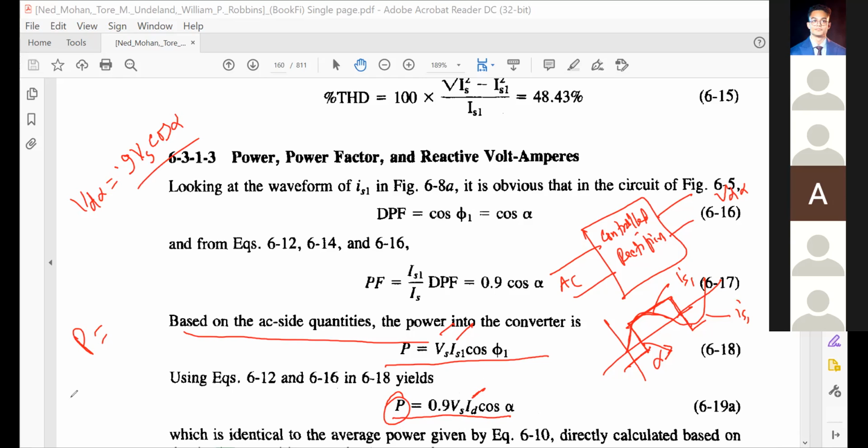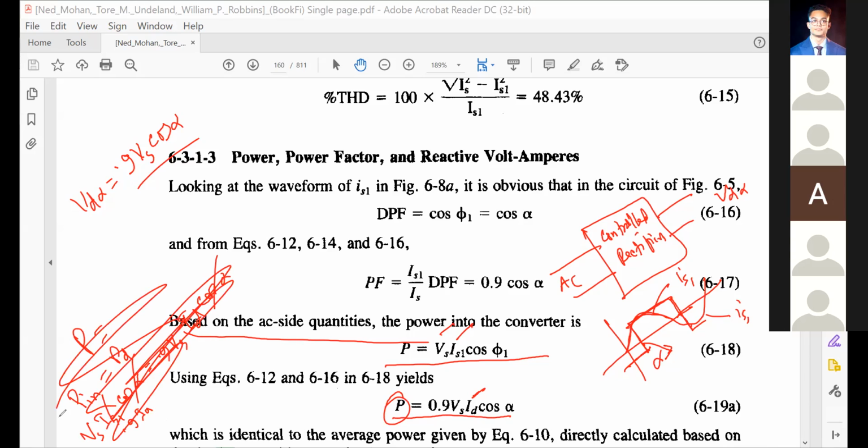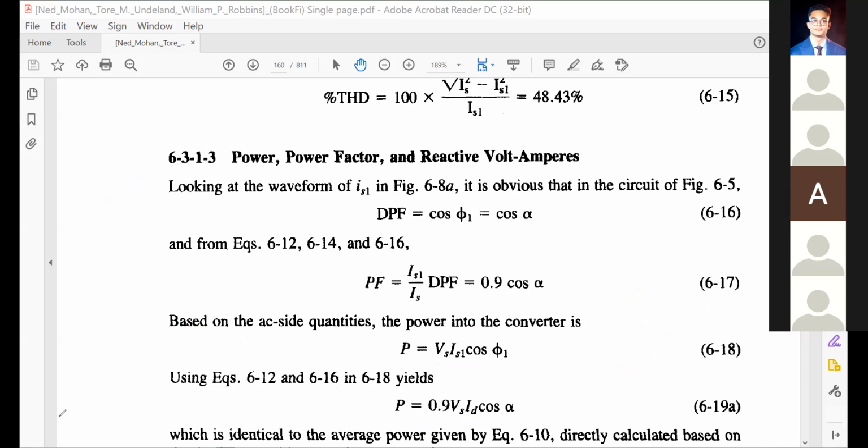So now if you equate P in equal to P out, look here, VS IS1 cosine of alpha will be your 0.9 VS ID cosine of alpha. Cancel. Then IS1 is equal to 0.9 ID also. What's going on? Okay, forget about it. I always make confusion with this one. Okay, just hold it later.